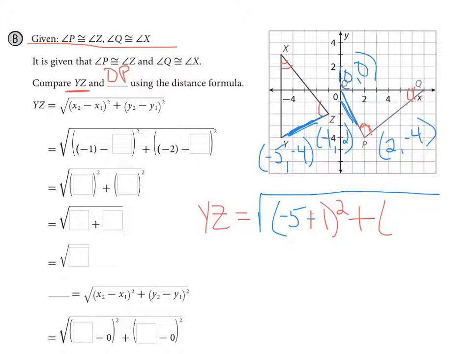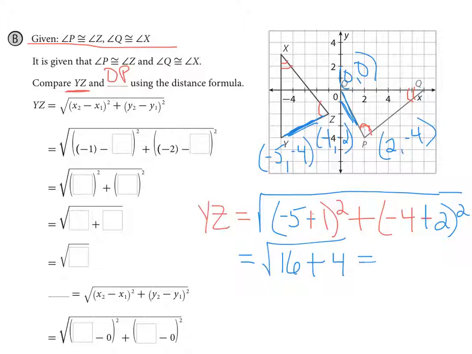plus -4 minus -2, squared. So -5 plus 1 is -4, and -4 squared is 16. -4 plus 2 is -2, and -2 squared is 4, and that gives me the square root of 20.